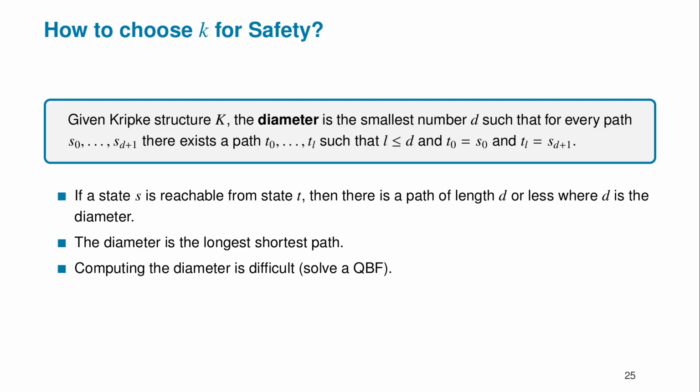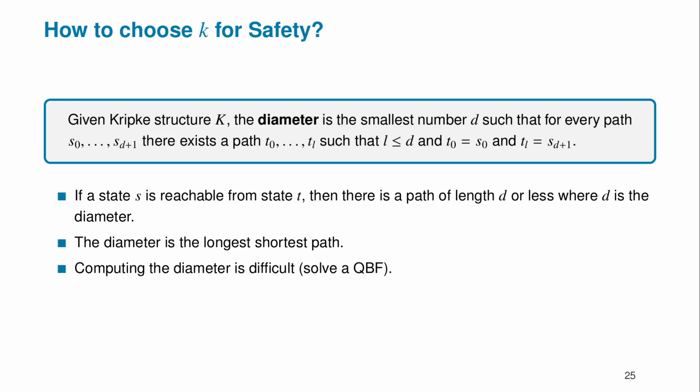And what is the diameter? This is the smallest number D for a given Kripke structure, such that for every path connecting a state S0 to a state SD plus 1 in D plus 1 steps, there is a path T0 to TL such that L is smaller or equal to D, T0 is equal to S0, and TL is equal to SD plus 1.